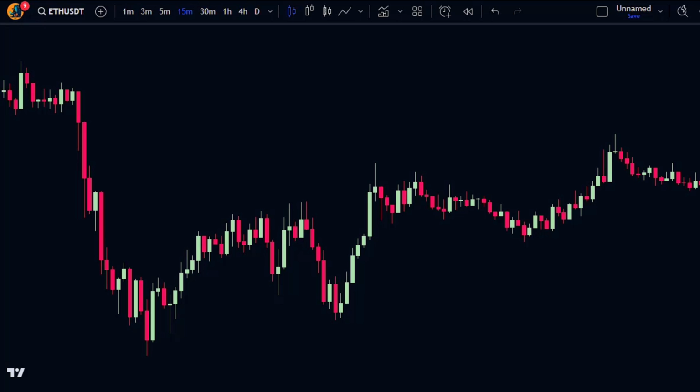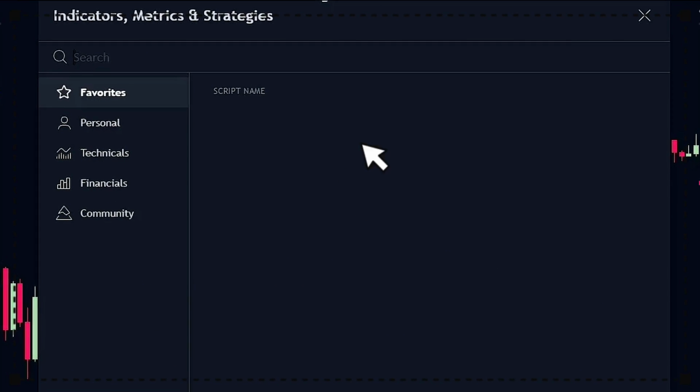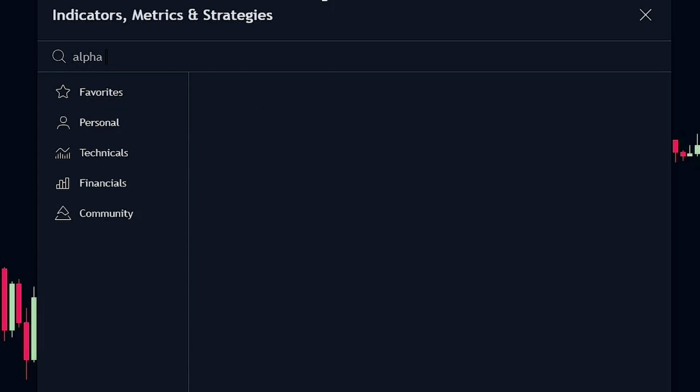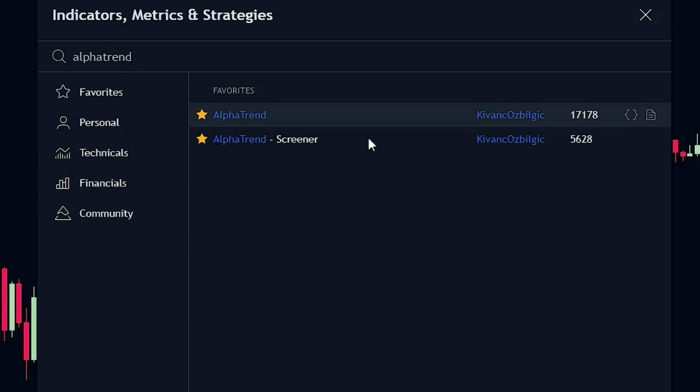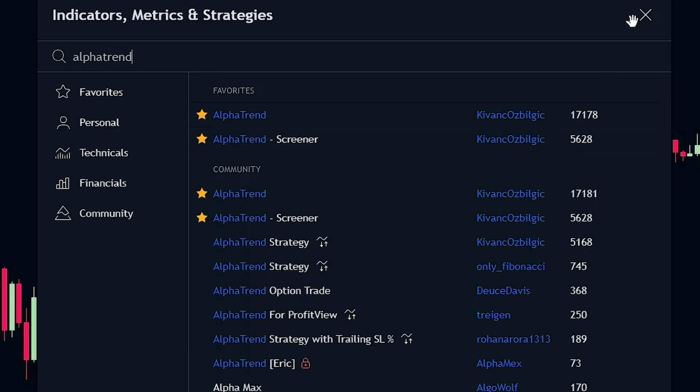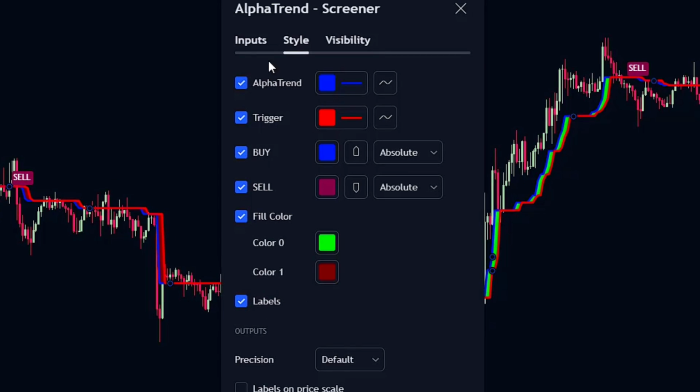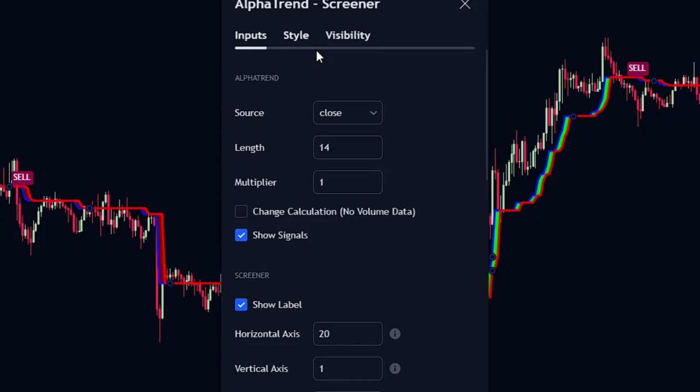To kick off our free and profitable Alpha Trend Screener strategy, we'll start with the Alpha Trend Screener, a fantastic free indicator. Once you see it in the search results, click on it to add it to your chart. Before we start with the Alpha Screener, we need to adjust a few settings. Don't worry, it's really simple. In the settings, find the Inputs tab and make these changes.